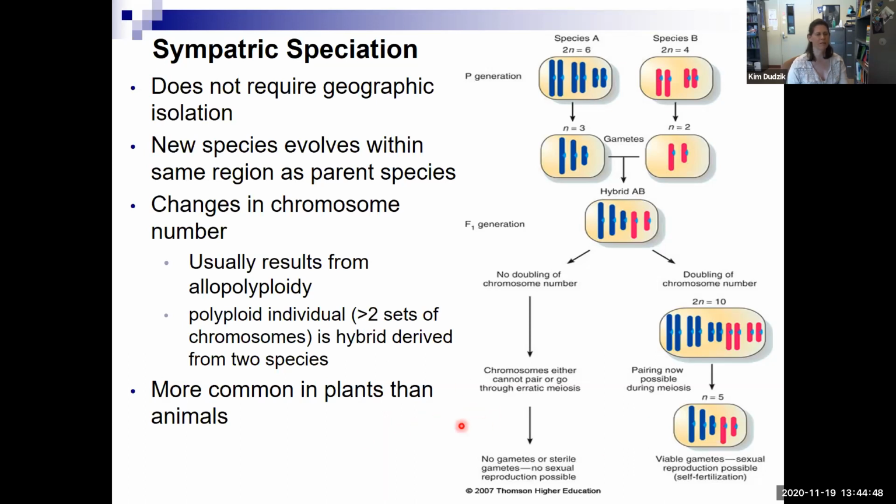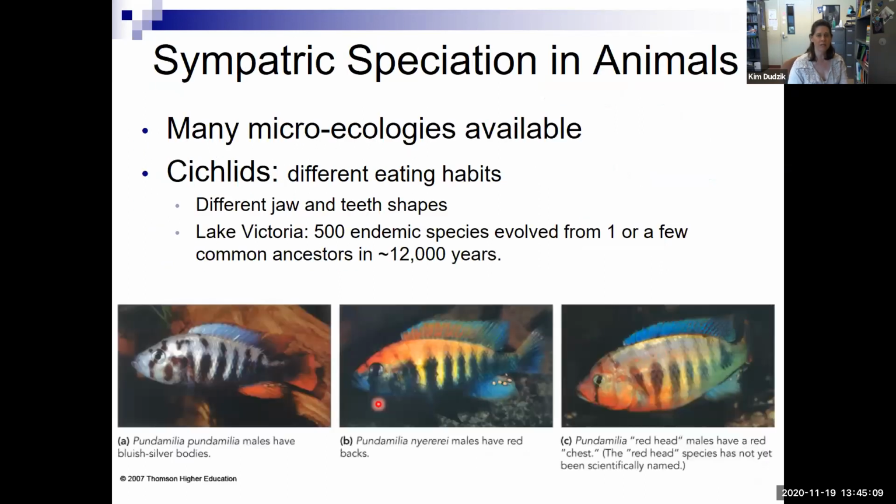Again, plants seem to be able to tolerate different ploidy numbers better than animals, because the spontaneous doubling of chromosomes has been documented in many plants, but in very few animals. But sympatric speciation has been seen to occur in animals, and that usually happens when in the same area there are many microecologies available to exploit. And so they adapt to these little micro habitats. These fish called cichlids are a good example of that.